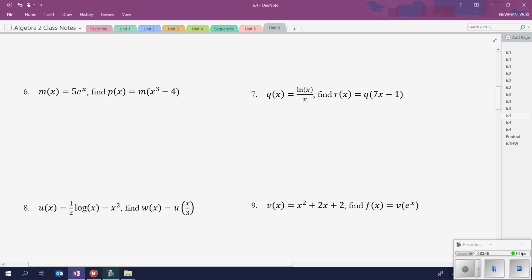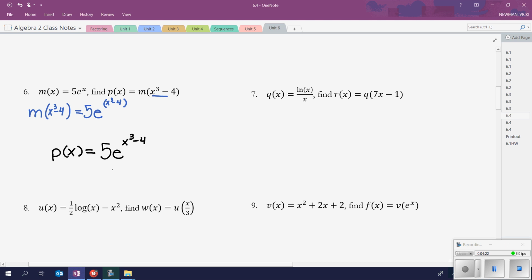Number 6. So m of x is equal to 5e to the x. Find p of x, which is m of x cubed minus 4. So m, remove the x, 5e to the, remove the x. In their places, you're going to put x cubed minus 4. Now write it with the proper notation at the end. It said to find p of x. p of x is equal to what you just got there.